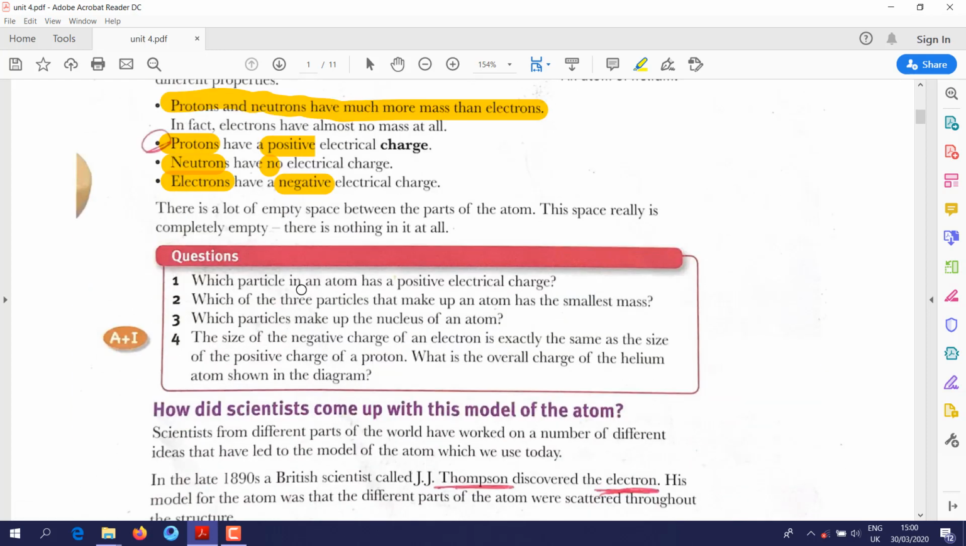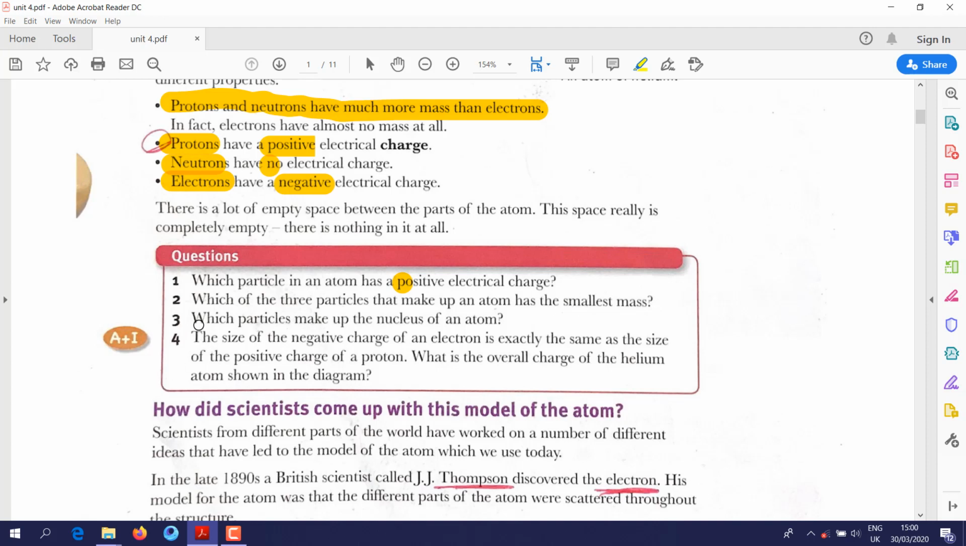Questions. Which particle in an atom has positive electrical charge? We just explained, because here it's positive, it is proton. Question number two. Which of the three particles that make up an atom has the smallest mass? As we explained here, it's electron. So the answer for number two is electron.